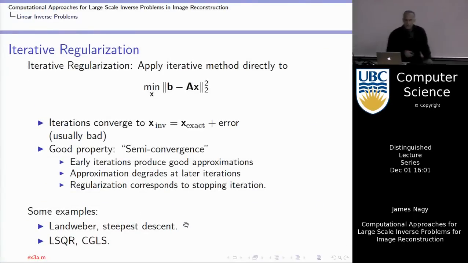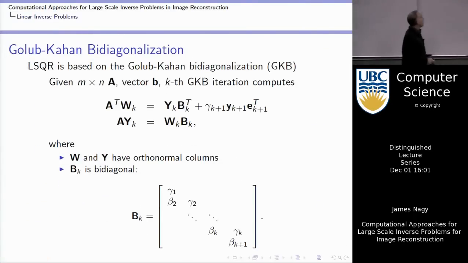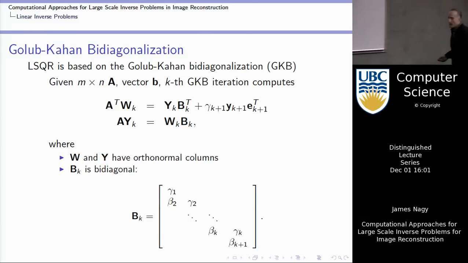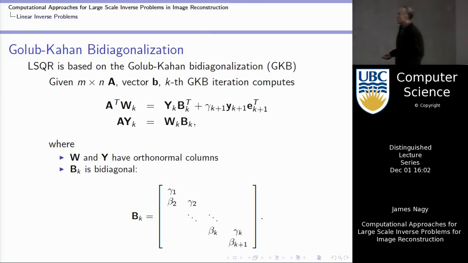So why does that happen? I want to talk a little bit about that because it's going to help us figure out an approach to try to stop the badness from happening during the iteration. So I'm going to talk about LSQR. LSQR is based on something called Lanczos or Golub-Kahan bidiagonalization. This is something you would see in a numerical linear algebra course.